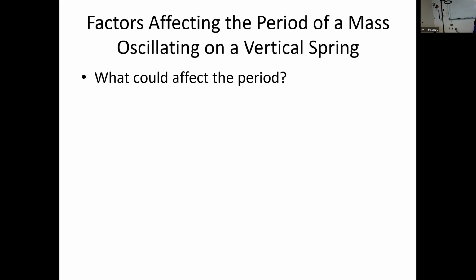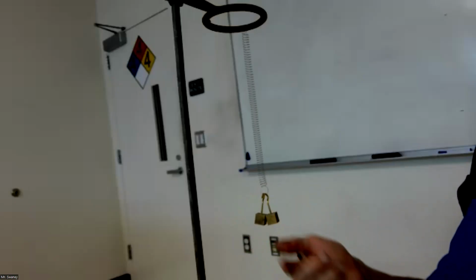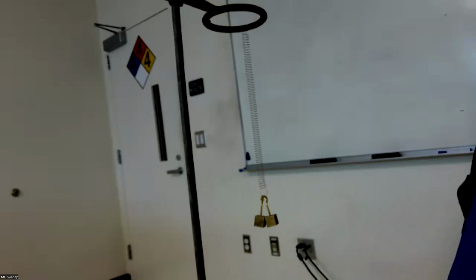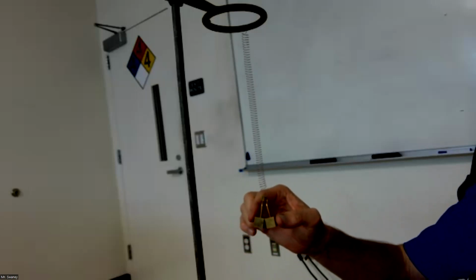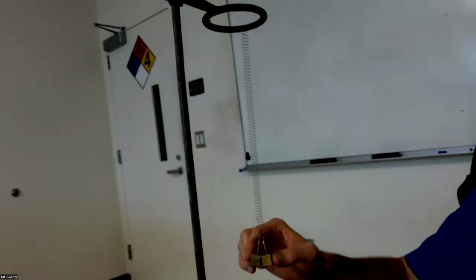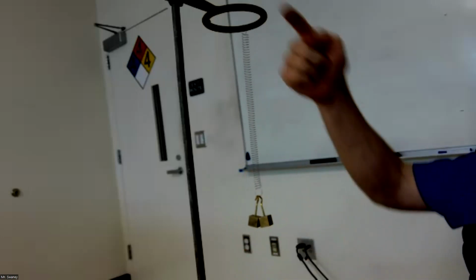Well, we could change this mass, right? We could make it a different mass. It doesn't matter whether it's made of brass or zinc or whatever, but change that mass. We could also change how far down we pull it, right? Maybe if we pull it down this much, and then we pull it down farther, maybe that will affect the period. We could also change things about the spring.